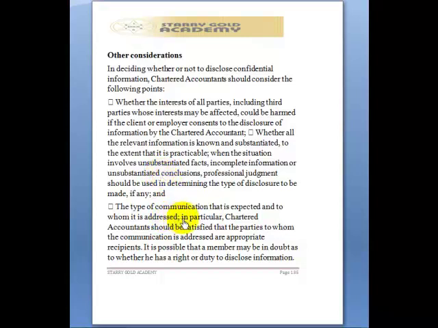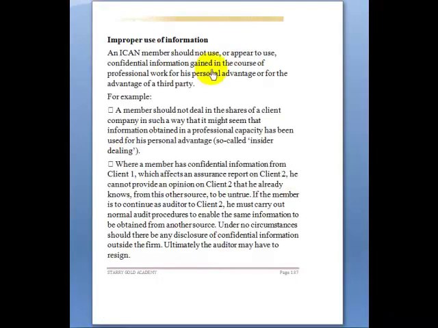The type of communication that is expected and to whom it is addressed in particular. Chartered accountants should be satisfied that the parties to whom the communication is addressed are appropriate recipients. So you don't give confidential information to the wrong set of people. Improper use of information.